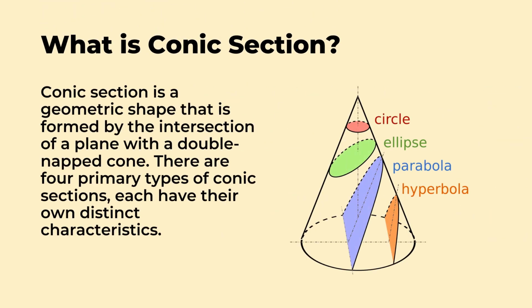So, what is a conic section? A conic section is a geometric shape that is formed by the intersection of a plane with a double nappe cone. As you can see from this picture, it's basically multiple angles that you look at the cone. So there are four primary types of conic section. The first one is circle. You have the ellipse, you have the parabola, and the hyperbola. They all have their own distinct characteristics.